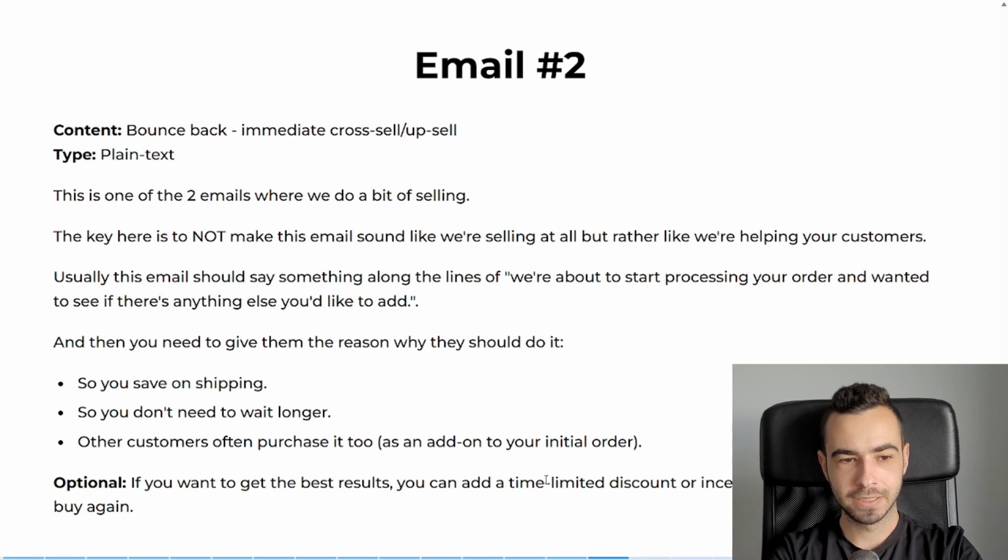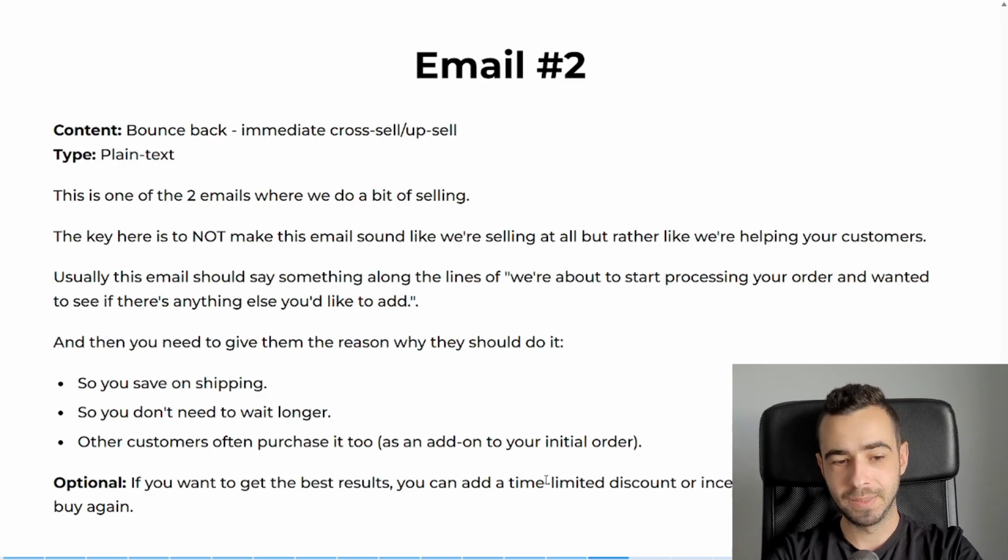Email number 2 is going to be an immediate cross-sell upsell. I personally like to send this email 1 hour after they make a purchase, just because they're still in the buying mode, they're still likely to spend more with you. So this is the way to do it. This is one of the 2 emails though where we'll be selling them in the whole post-purchase journey. And the key here is not to make this email sound like you're selling anything, but rather like you're trying to help them out. And I'll explain what I mean in just a second.